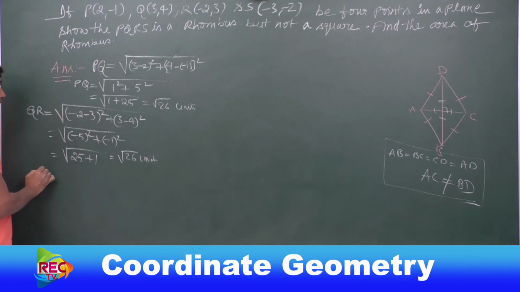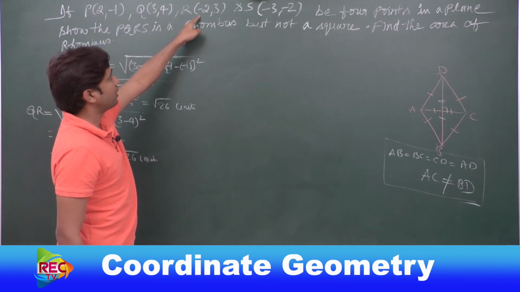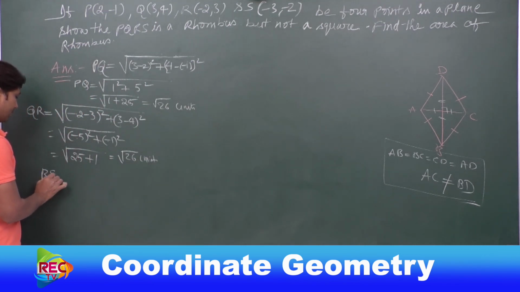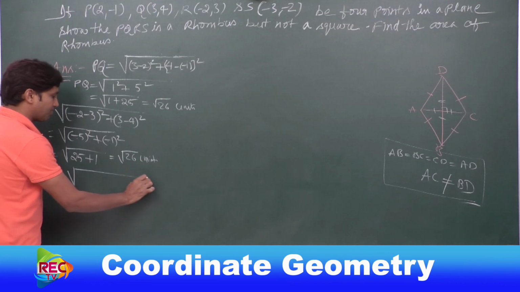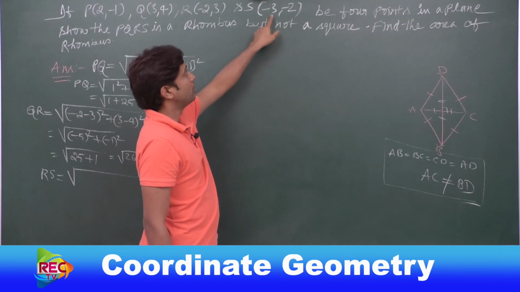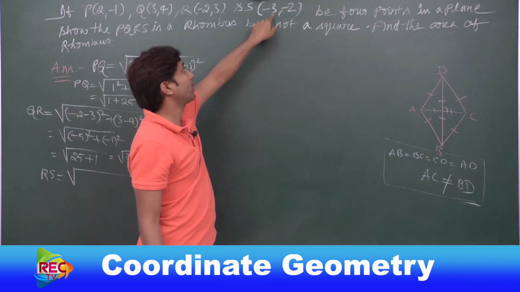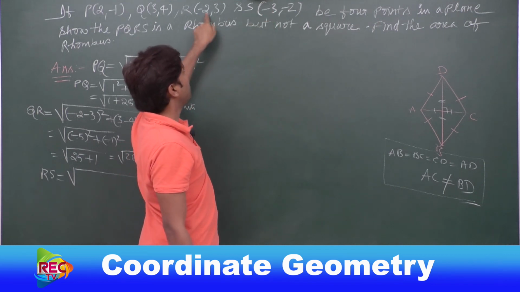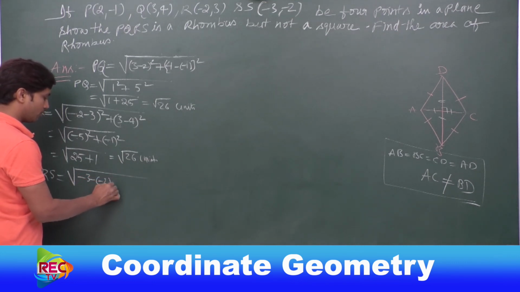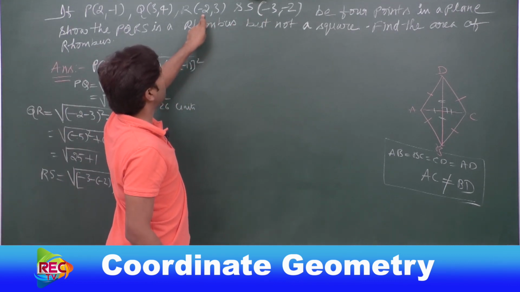After finding PQ and then QR, now we need to find the distance between RS. Let us find it out. RS equal to what? Distance between the points R and S. So here x1 y1 and x2 y2. What is the formula? x2 minus x1 whole square plus y2 minus y1 whole square. x2 minus x1 would be minus 3 minus of minus 2, so minus 3 minus of minus 2 whole square.